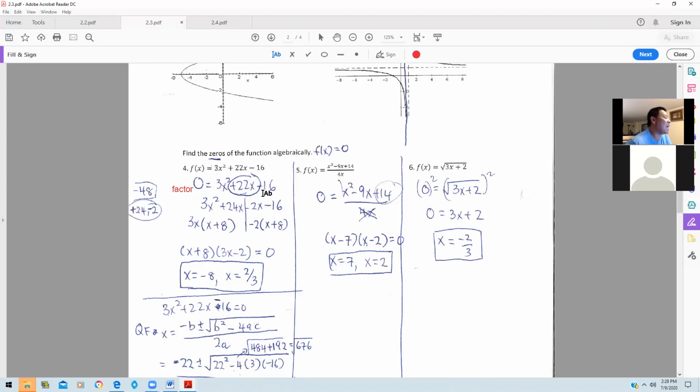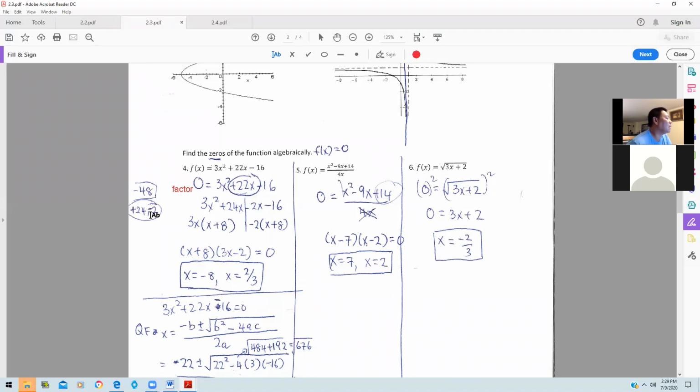3 times negative 16 is negative 48. Then you have to find what times what is negative 48, but when you add them, you get 22. So 24 and 2 will work. Positive 24 and negative 2 to be precise, because when you add these two numbers, you get positive 22.